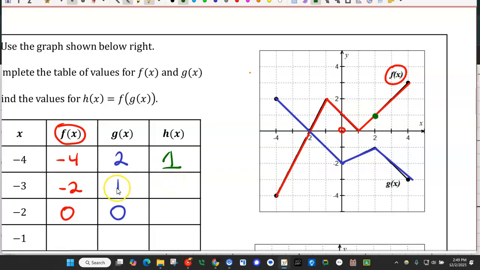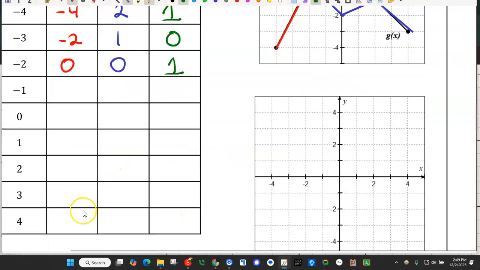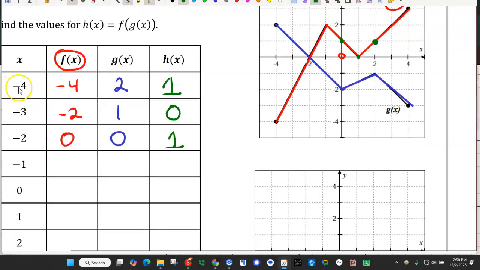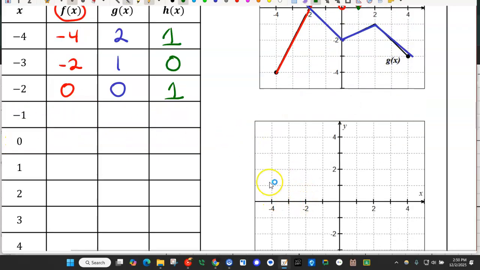And I get 1. That's going to be 0. And I get 0. And that's going to be 1. And then I can go down here and use the x and the h of x, right? So use these coordinates, -4, 1, -3, 0, and -2, 1. And I'm graphing those here. -4, 1, -3, 0, and -2, 1.